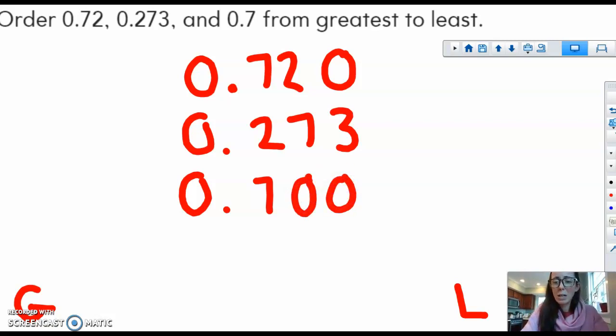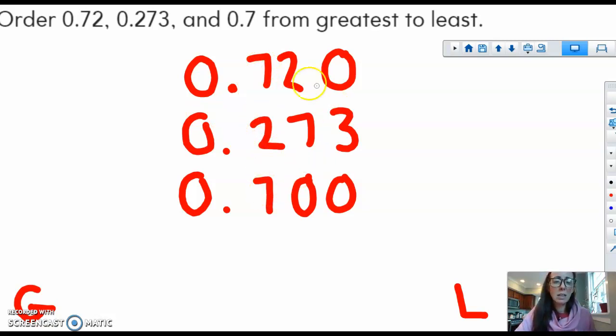Okay, now I'm ready. So now I'm going to start in my ones place. All of the ones are 0, so that doesn't tell me anything about which one is greater or least. So I'm going to move into my tenths. I have a 7, a 2, and a 7.